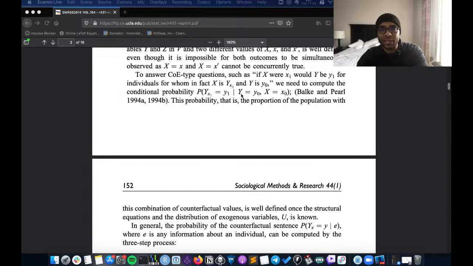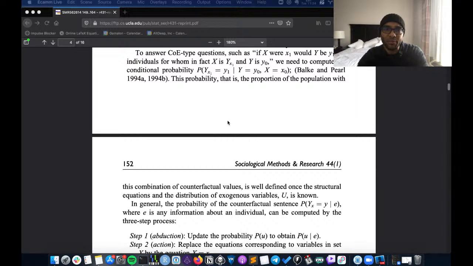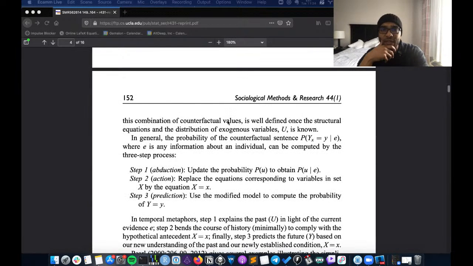So given that Y equals y0, X equals x0, the way you would phrase this is: what's the probability, given X is x0, Y is y0, and X is the cause, Y is the effect usually, what would Y have been had X been x1? This probability, that is the proportion of the population with this combination of counterfactual values, is solidified once the structural equations and the distribution of exogenous variables U are known.